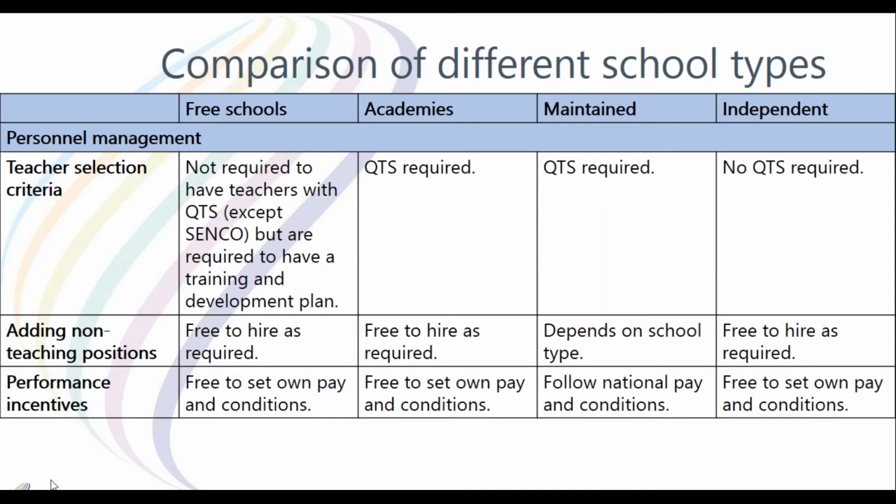And performance incentives: free schools are free to set their own pay and conditions, as are academies. Maintained schools must follow national pay and conditions. So again, another example of how the autonomy that free schools and academies are enjoying compared to maintained schools is quite different.